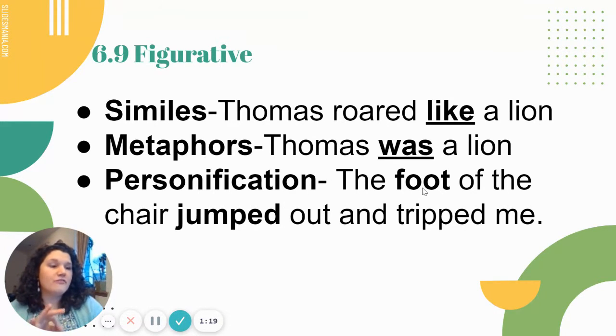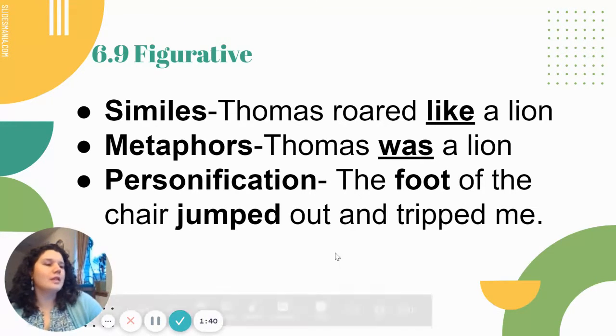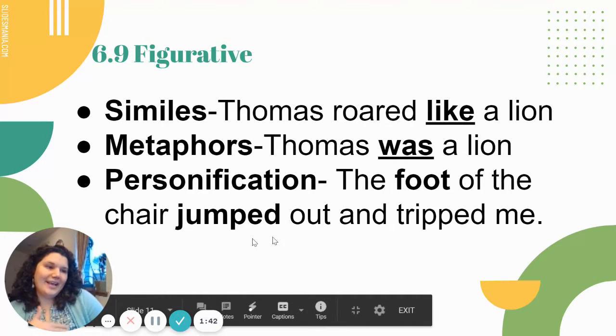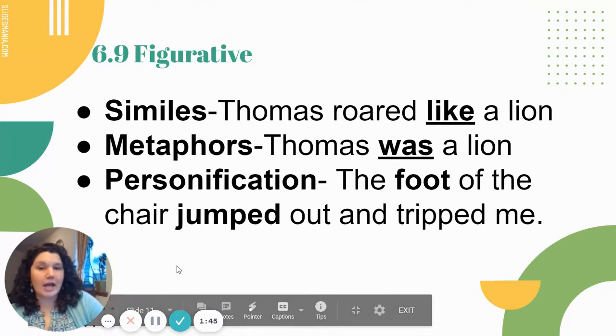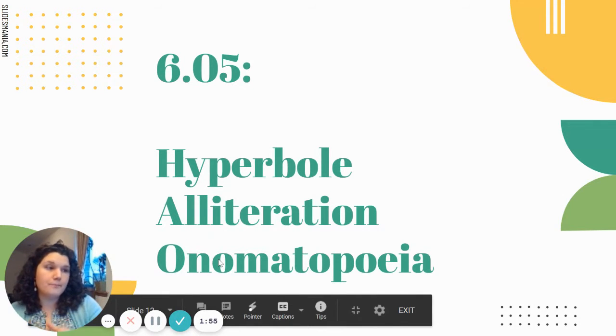Personification. The foot of the chair jumped out and tripped me. The foot of the chair is inanimate, but if you're like me, sometimes it feels like they jump out and trip you. Or you might be walking and then trip and you're like, oh, the floor, it jumped up at me. So we're giving a human-like action to something that's not actually human. Okay, that's what we did last week. This week, we're adding 3 more terms: hyperbole, alliteration, and onomatopoeia.